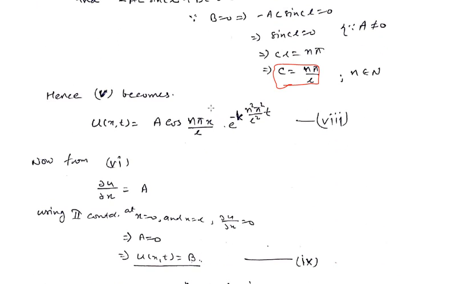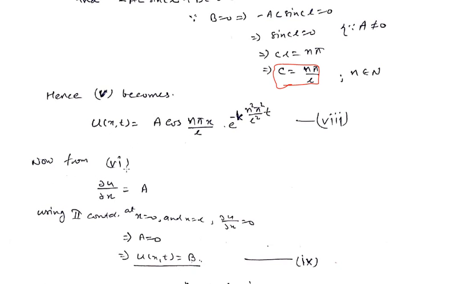So putting this value, the solution 5, which is about lambda equal to minus c square, will be u(x,t) equal to a cos(n pi x upon L) exponential minus k n square pi square upon L square t.